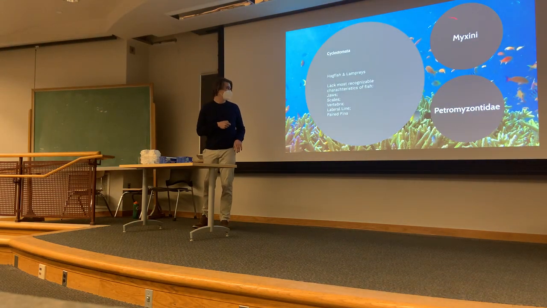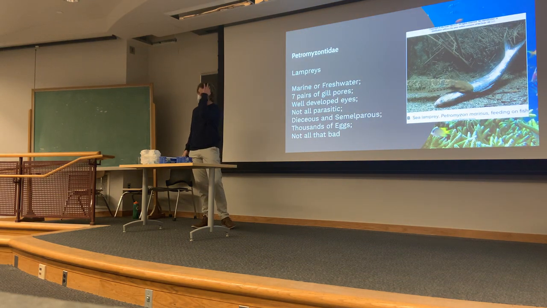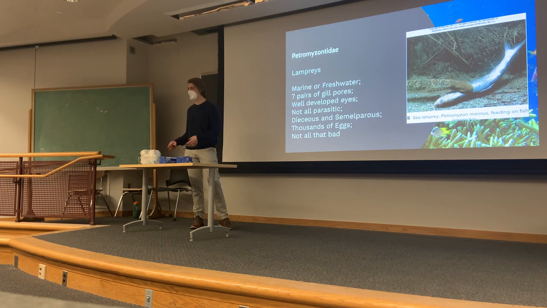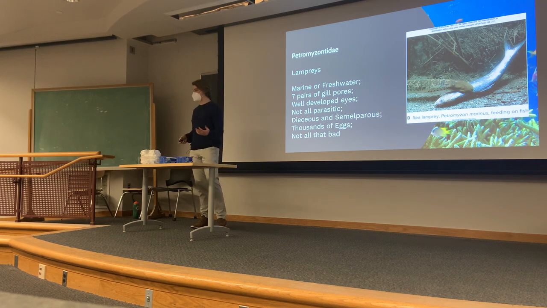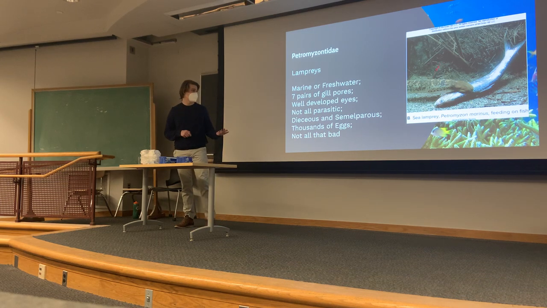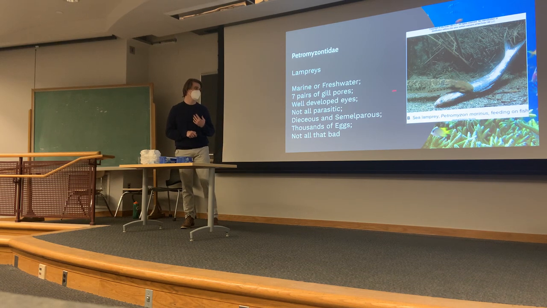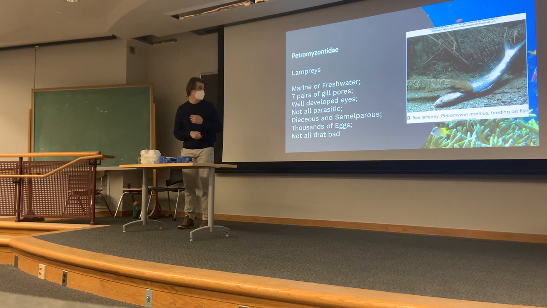So, no jaws, we're in Cyclostomata at all. Now we're getting to the lampreys. I think if you've grown up in Michigan, or at least in the Great Lakes region, or if you've taken any kind of ecology class at the university here, you've heard a lot about lampreys. They can be marine or freshwater lampreys. The most common one around here that you'll hear about is the sea lamprey, Petromyzon marinus, pictured here. And kind of opposite to the hagfish, they have a reduced number of gill pores. They have some very well developed eyes, which you can see right here on this guy.